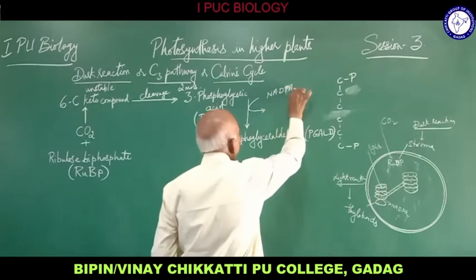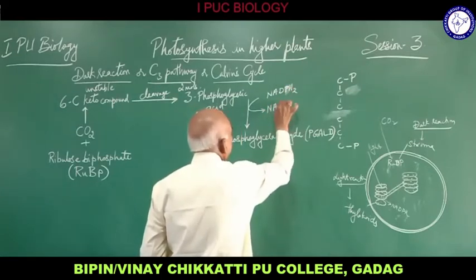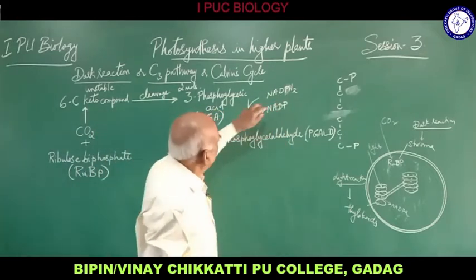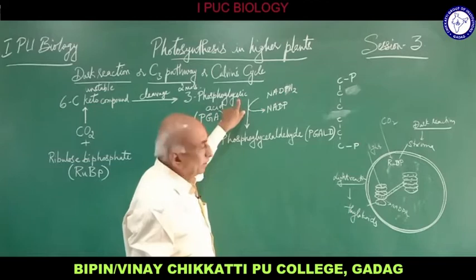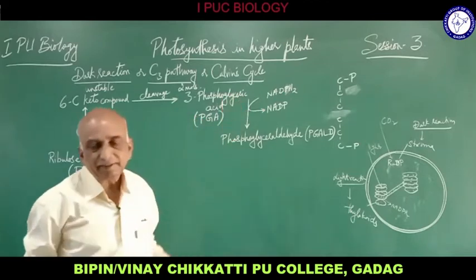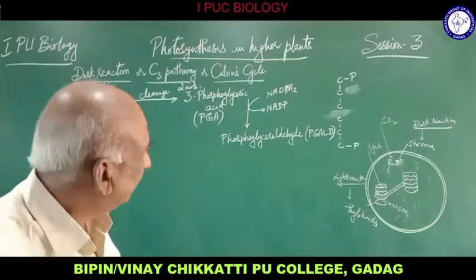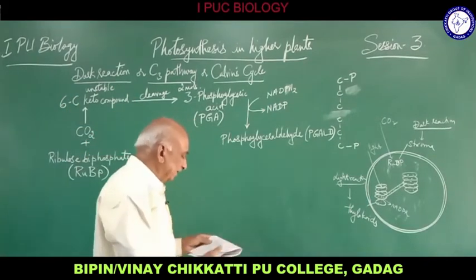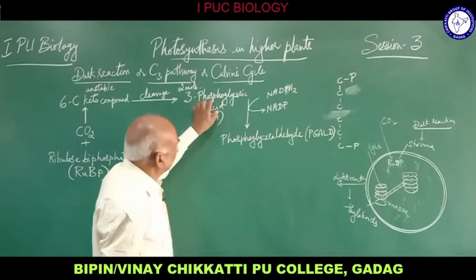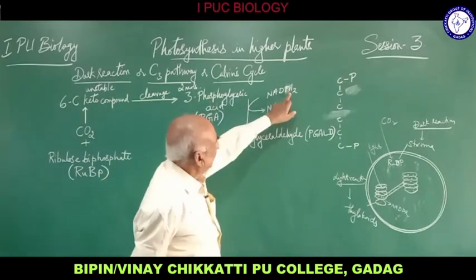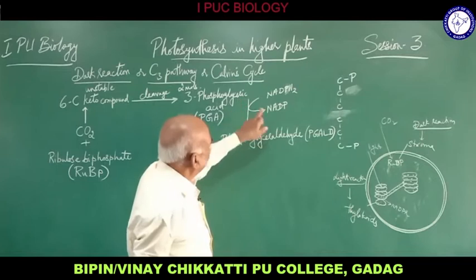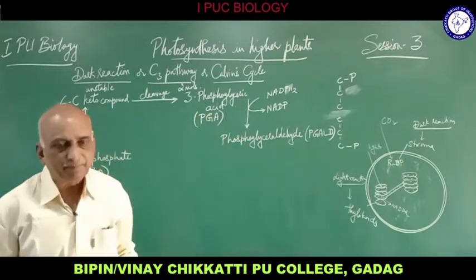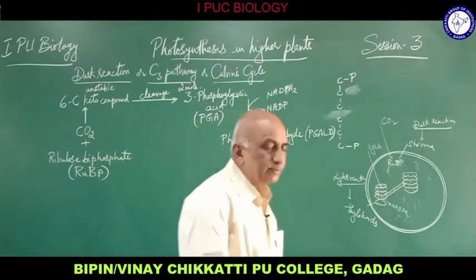NADPH2 to form NADP. The electrons of NADPH2 are received by 3-PGA. That means 3-PGA is reduced. The electrons of the NADPH2 are accepted by 3-PGA and NADP is formed, resulting in phosphoglyceraldehyde. However, energy is used in this process.